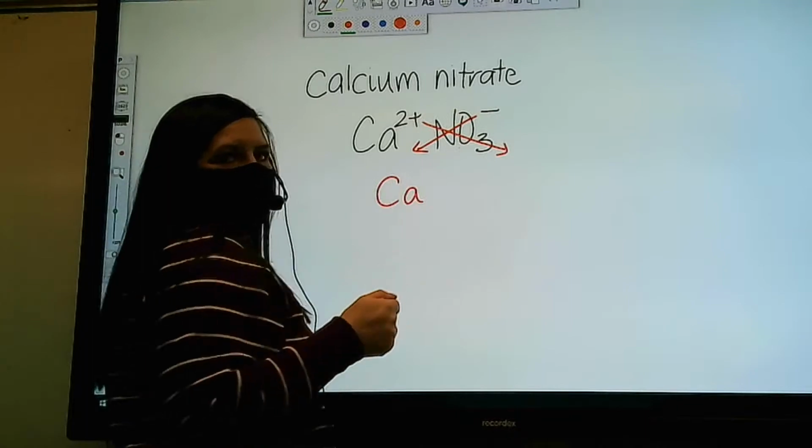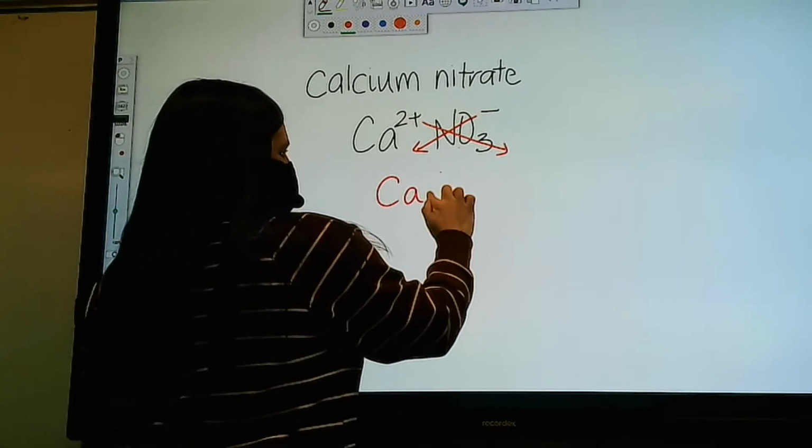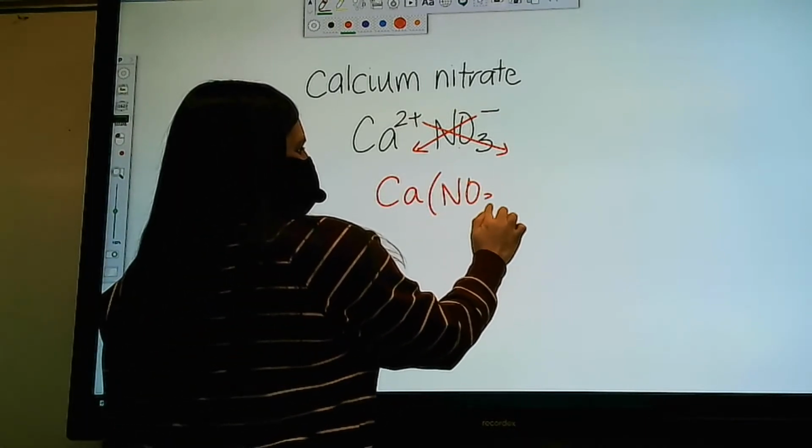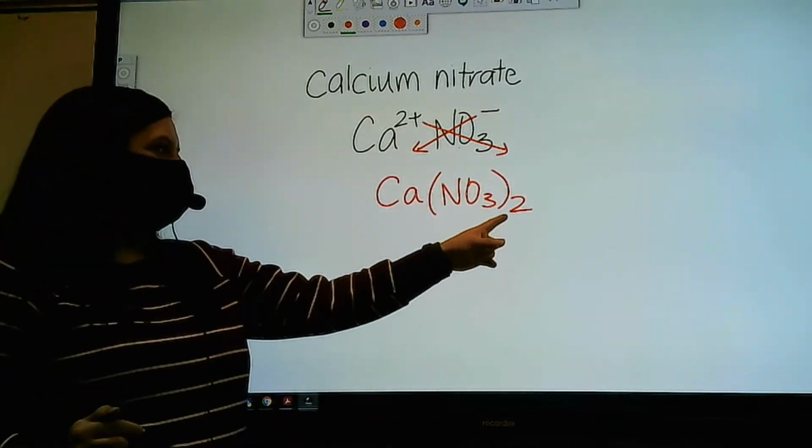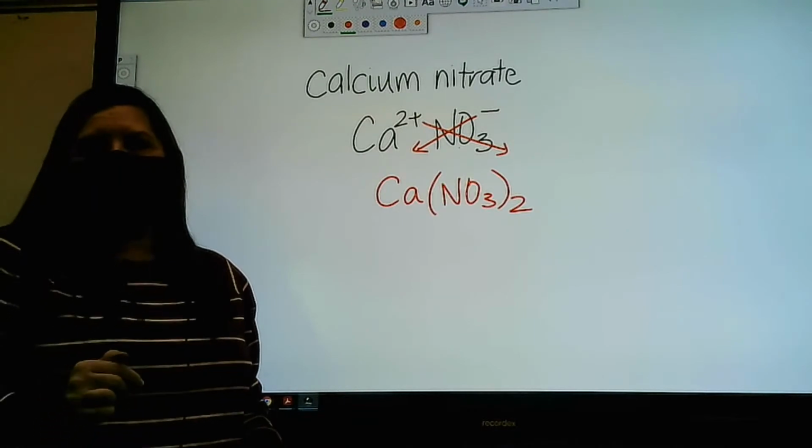What am I going to put NO3 in? Parentheses. So NO3 like this. And then this 2 goes outside of the parentheses again to tell you you have 2 nitrates there.